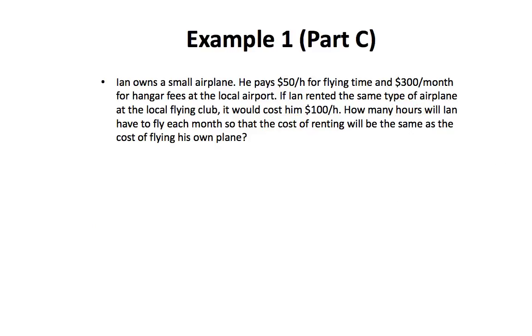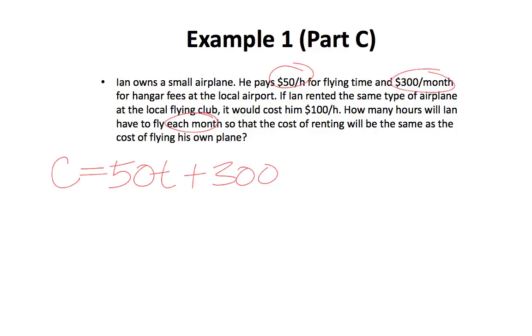The local airport charges $50 per hour as well as $300 per month. Since we're dealing with a time period of 1 month, the $300 per month rate just becomes a constant. So I can represent the fee structure at the local airport with this equation. The cost is 50T plus 300, because the $300 is the flat monthly fee as well as the $50 per hour rate.